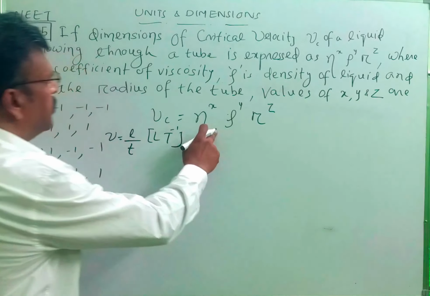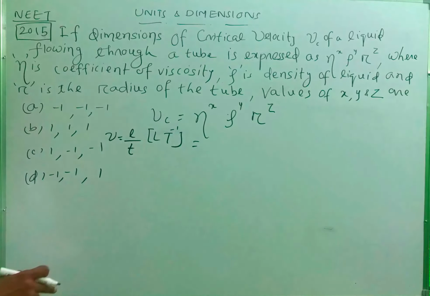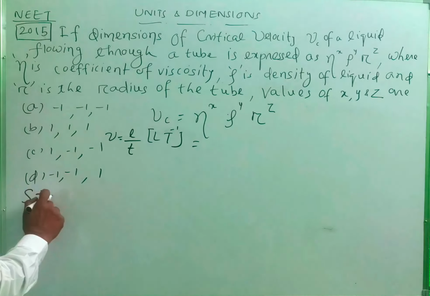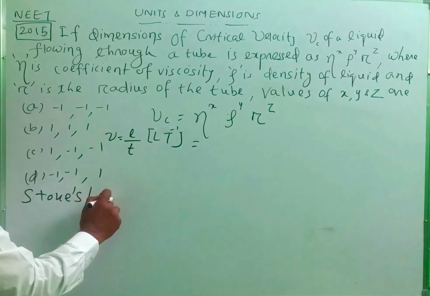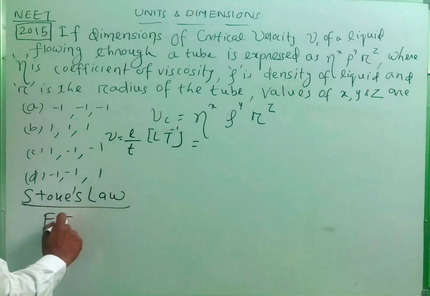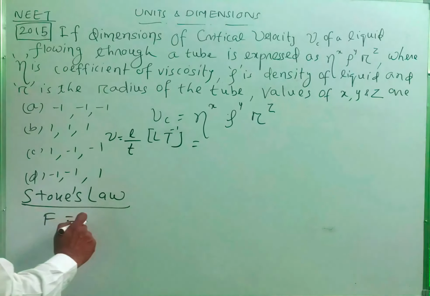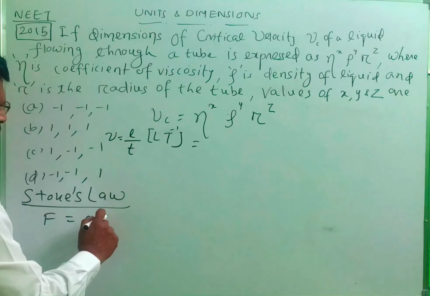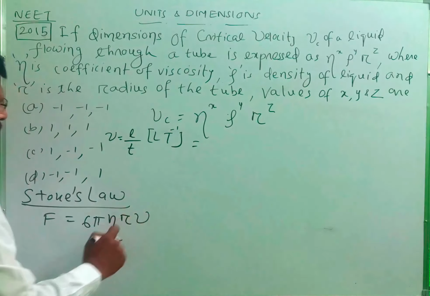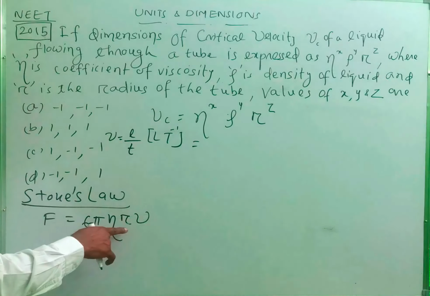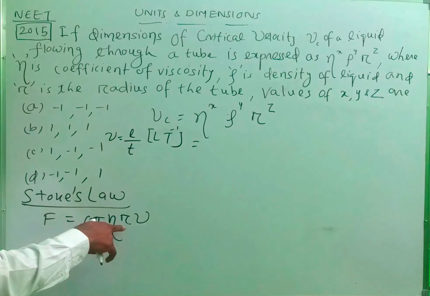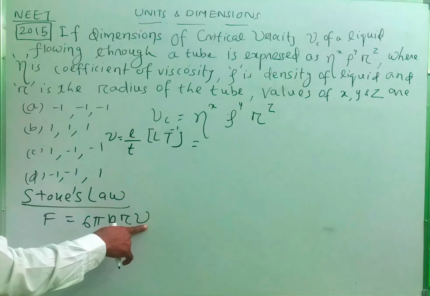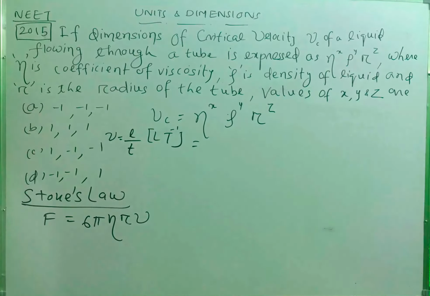And let us find out the dimensional formula for eta. Stokes law, you have already studied, students. What is Stokes law? Stokes law states that the viscous force on a ball, which is moving in a viscous medium, which has a radius r and with velocity v, is given as F is equal to 6 pi eta r v. From this equation we know, students, eta is equal to F by 6 pi r v.